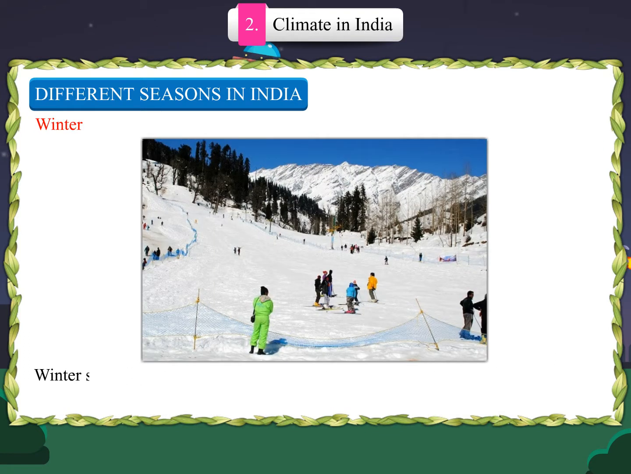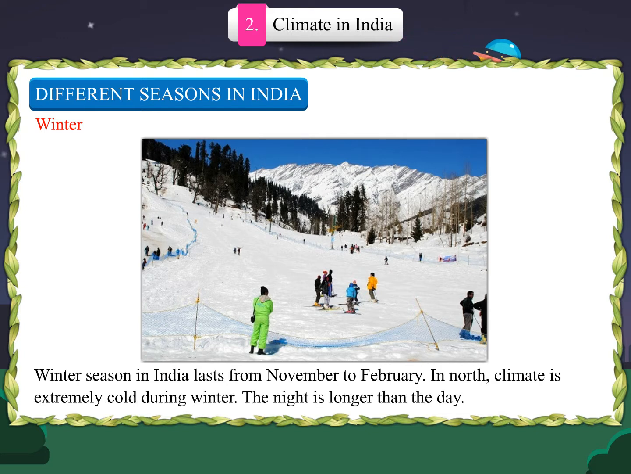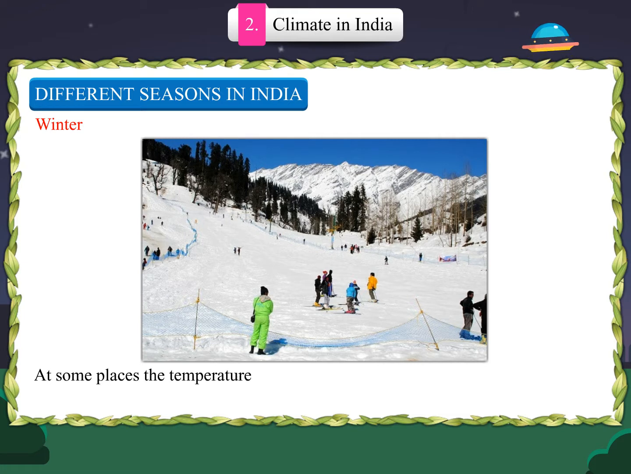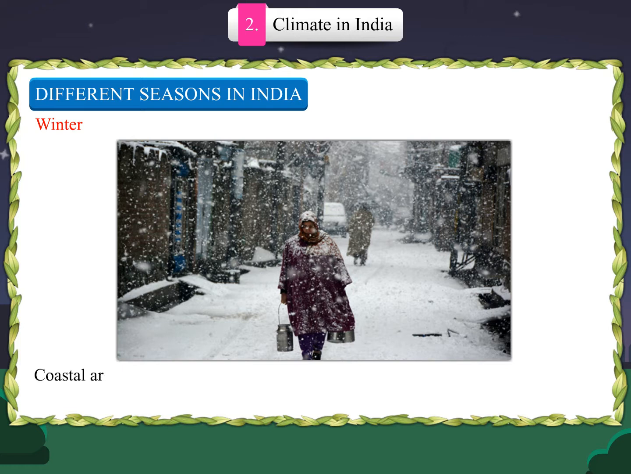Winter. Winter season in India lasts from November to February. In the north, climate is extremely cold during winter. The night is longer than the day. At some places, the temperature goes below 0 degrees centigrade. January is the coldest month. Snowfall makes the winter bitter cold for the people living in hilly regions. Coastal areas have pleasant winters.